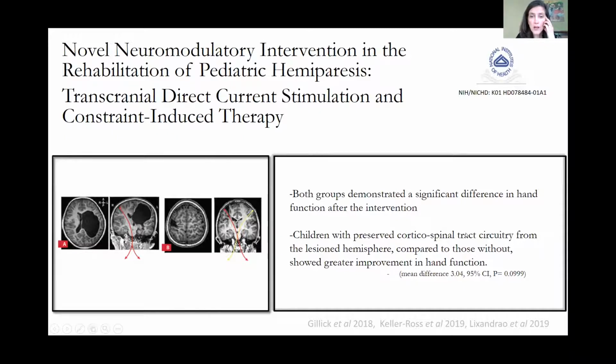But importantly, we also showed that children with preserved corticospinal tract circuitry from the lesion hemisphere, compared to those without, showed greater improvement in hand function. So that gave us an idea about circuitry. What would have been very helpful at that time is to also integrate modeling, which we were not able to do, to be able to overlap and see where that potential region of influence was, the electric field and the current density and such.